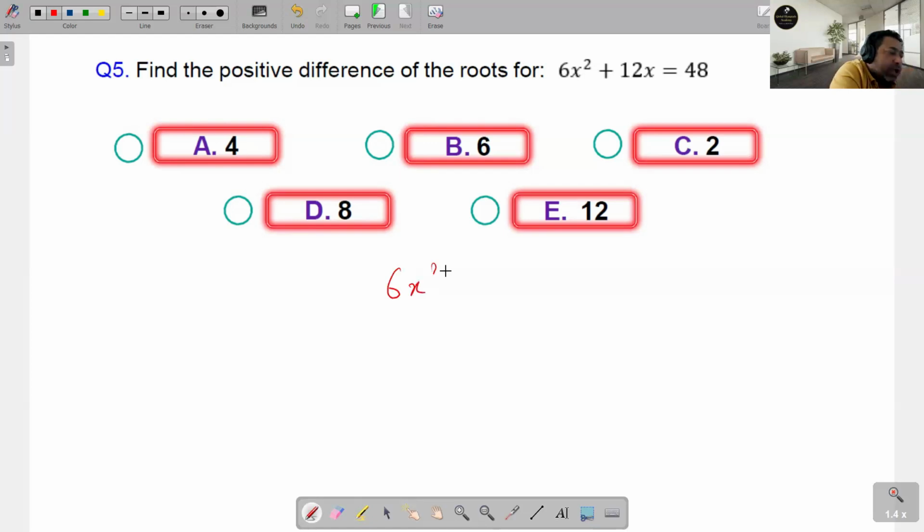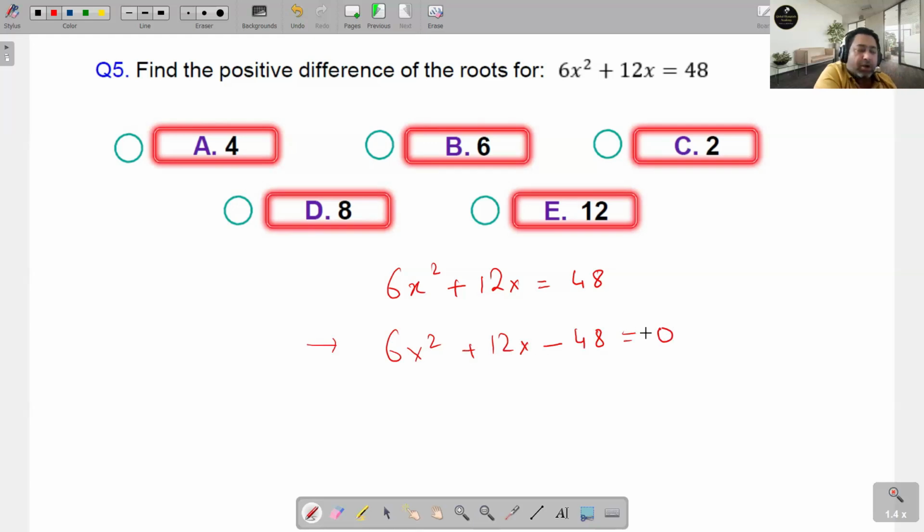We have 6x square plus 12x is equal to 48. All right, bringing the 48 to the other side will give me 6x square plus 12x minus 48 is equal to 0. Dividing both sides by 6, because we see all the coefficients are multiples of 6, we'll get x square plus 2x minus 8 is equal to 0.